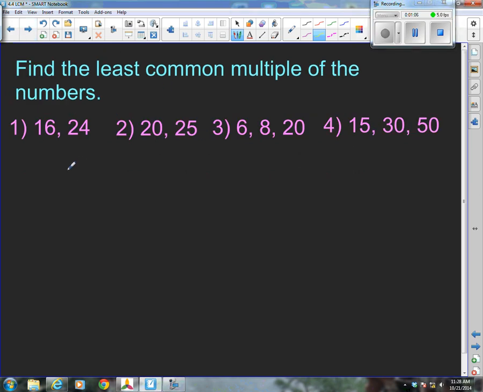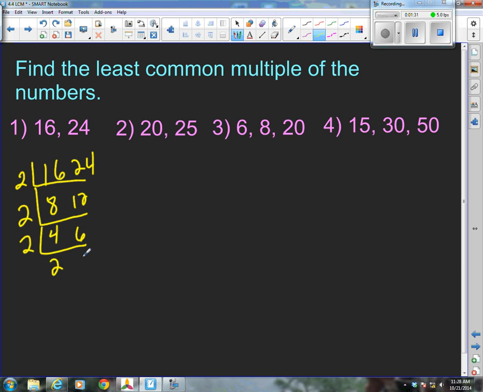Find the least common multiple of the two numbers. Generally we do this the same way. We use upside down division. So I've got 16 and 24, and I find a number that goes into both of those, which is 2. That's 8 and that's 12. Again, another number that goes into both is 2. So I get 4 and 6. I keep going. Another number is 2, and I get 2 and 3.